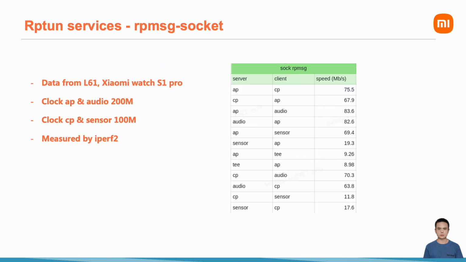Here is the rpmsg socket speed data. This data is from Xiaomi Watch S1 Pro. Clock AP and audio 200 MHz. Clock CP and sensor 100 MHz. This data is measured by Rptun. From this chart, we can see the rpmsg socket reaches high speed up to 10 megabytes per second. The number in this chart is megabits.